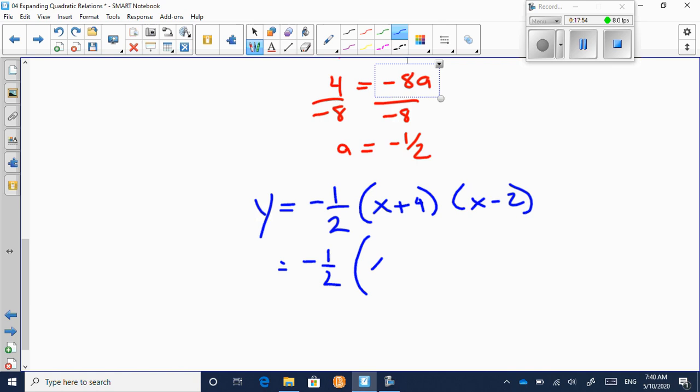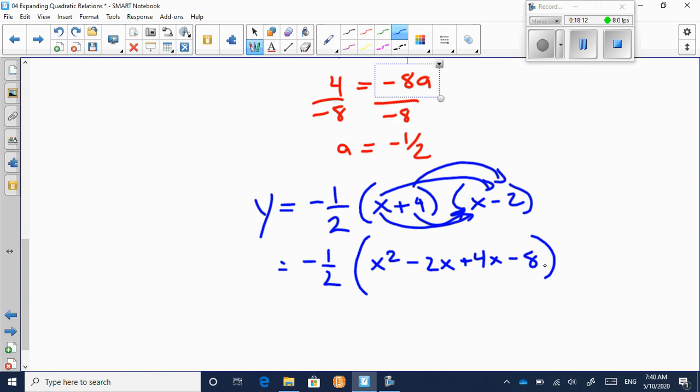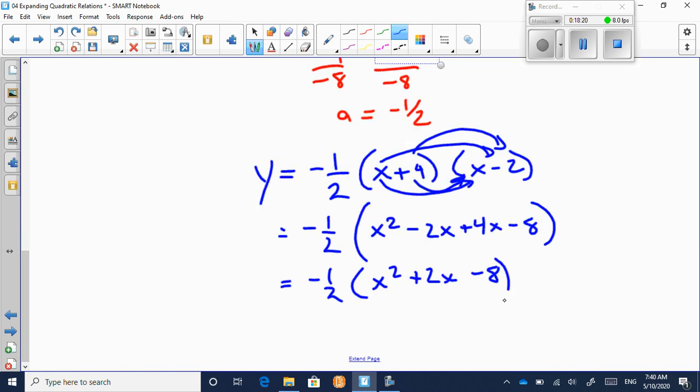First, x times x is x squared. Outer, x times -2 is -2x. Inner, 4 times x is plus 4x, and then last, plus 4 times -2, -8. Okay, collect like terms is x squared plus 2x minus 8.